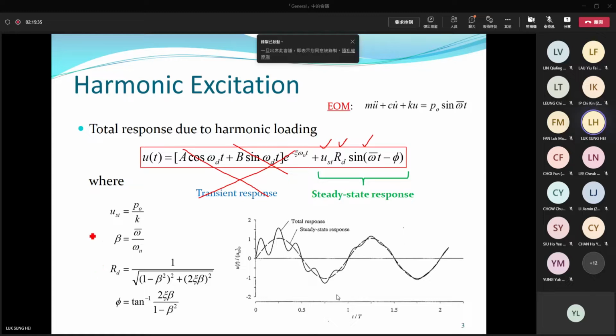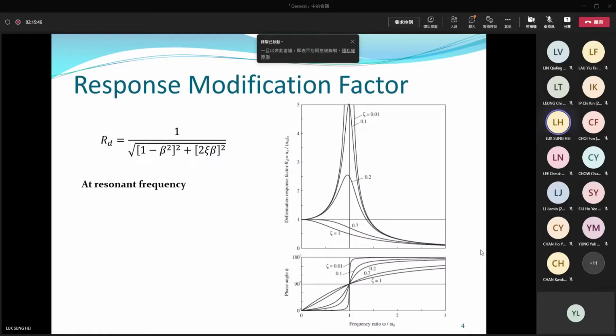UST, RD, and the phase angle can be calculated using the equation at the bottom. This slide shows you the idea of the response modification factor, RD. You can calculate RD using these equations. It's good to understand this picture, which lets you know how RD changes as beta increases.